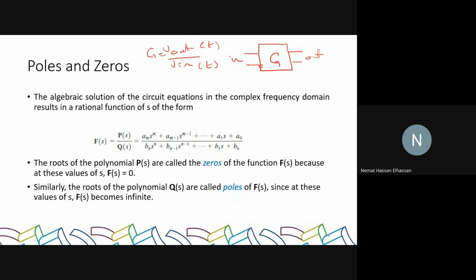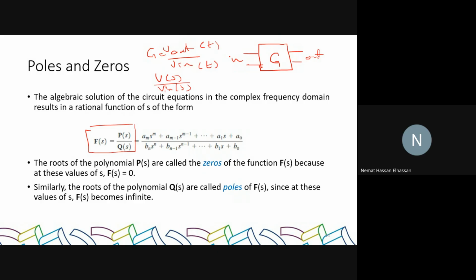Equivalently, you'll have a transfer function or Laplace transform where your input is a function of s and your output is a function of s, right? Which is something like this. A fraction, right? So your transfer function or your gain is a fraction. Output divided by input, right?